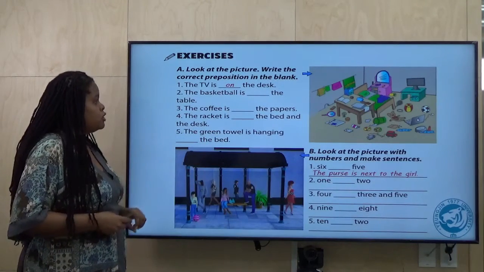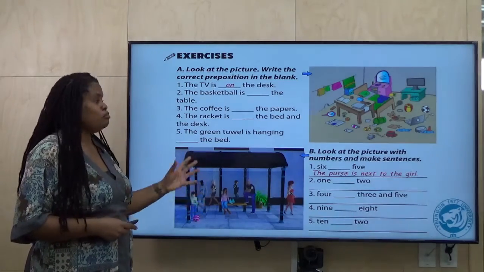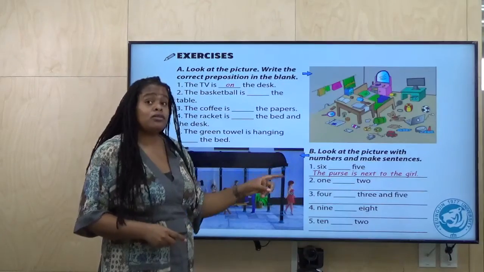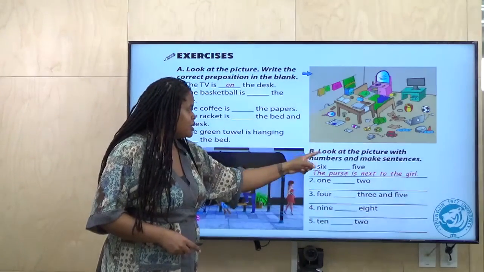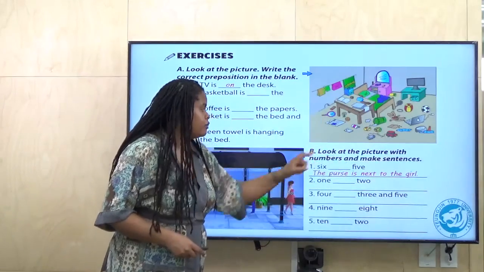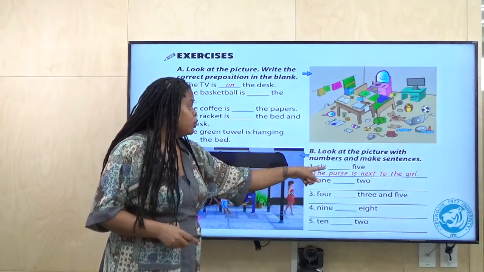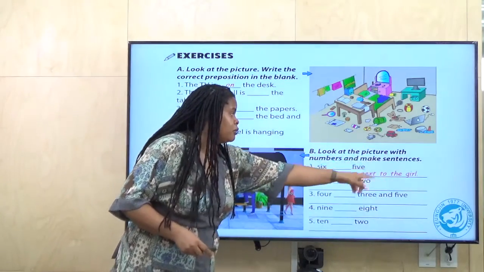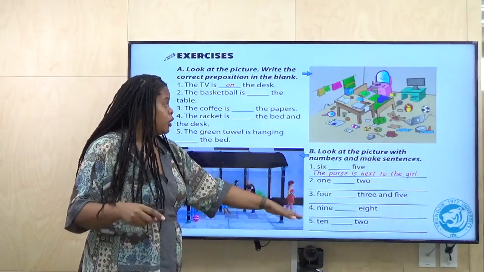Section B, you're going to look at the picture and make sentences based on the number. Now, something that is important, you have to use the numbers in order. So, for example, number 1, 6 blank 5. When you write the sentence, the person or the word for the first number should be first, and then the second number is later. So, here are the steps for part B.